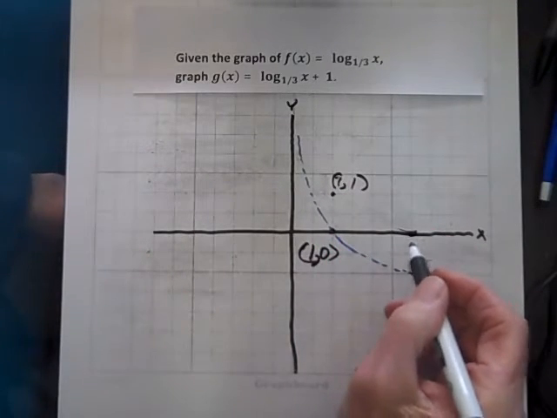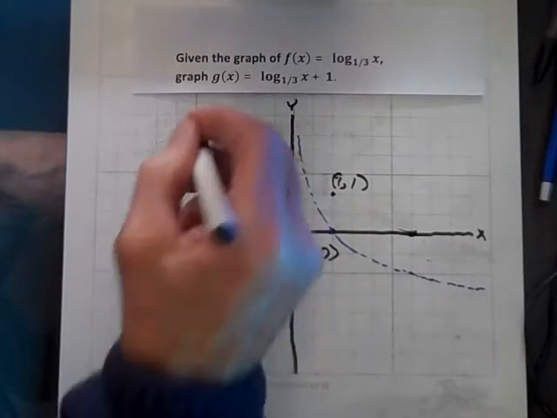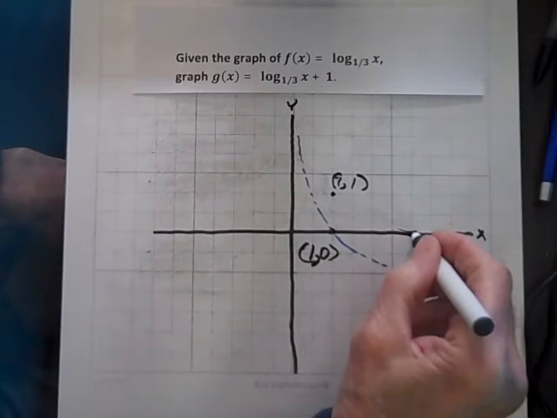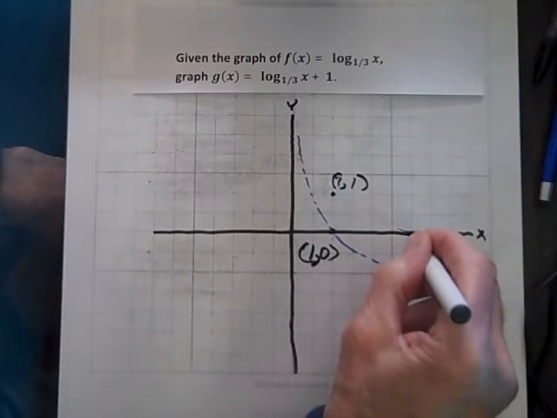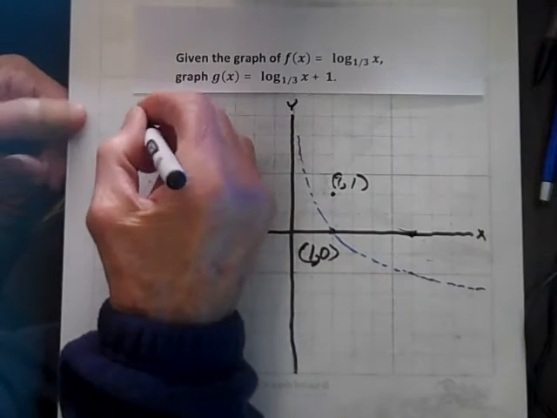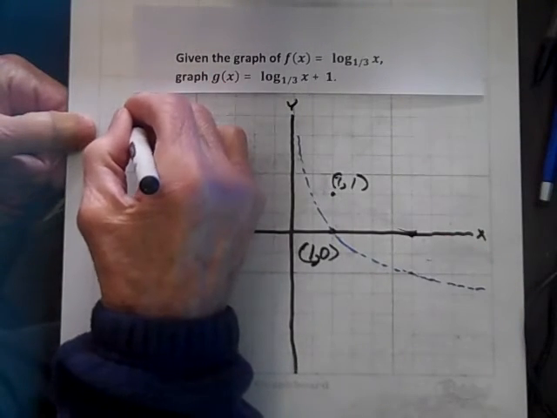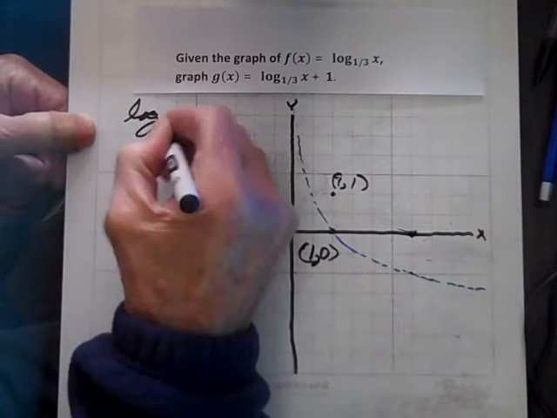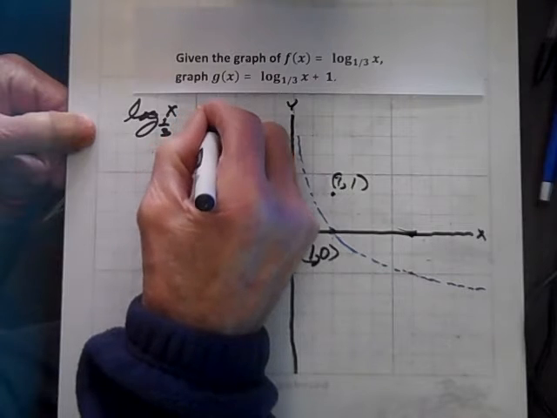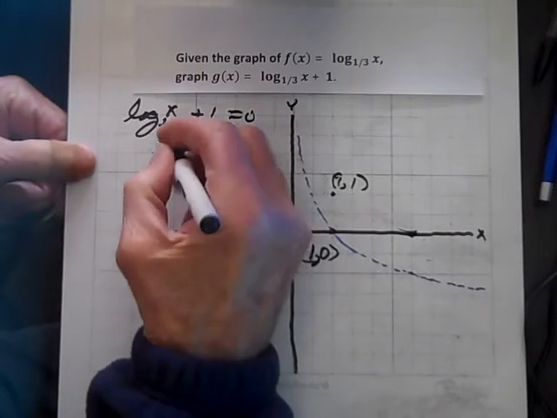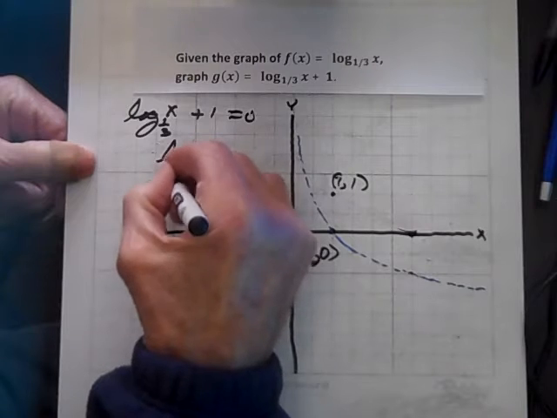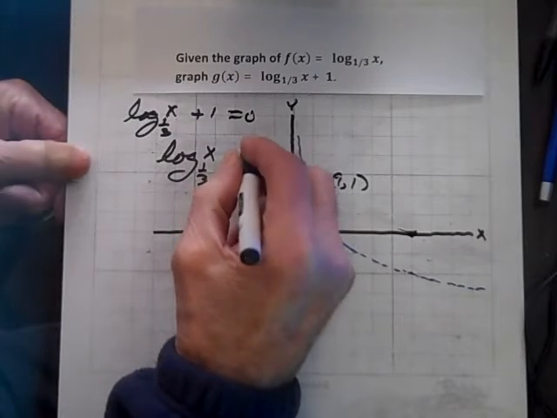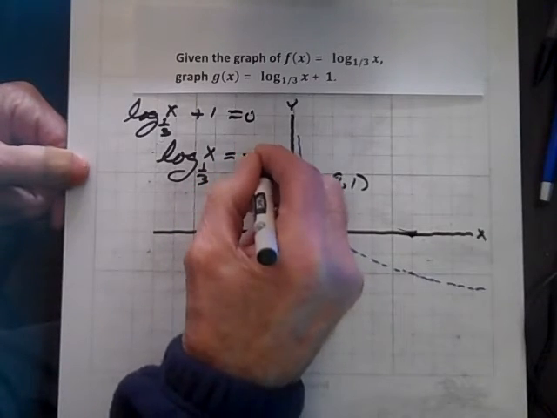Let's find the new x-intercept. So we know the g of x will be 0 on the x-axis. That's the y value. So in other words, we'll set g of x equal to 0, but g of x is log to the base of 1/3 of x plus 1. We'll set that equal to 0. So log to the base of 1/3 of x equals, subtracting 1 from both sides, negative 1.